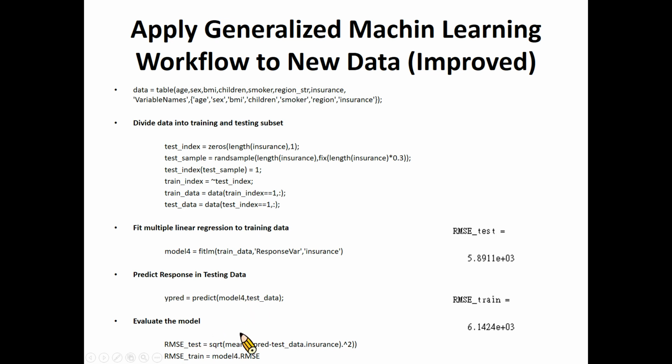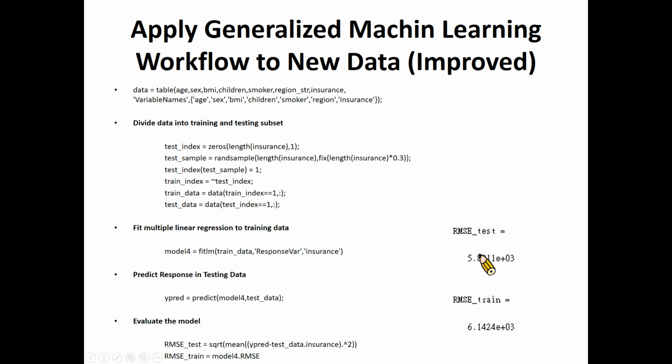Then the final thing is that we want to evaluate the model. Here you can see the evaluation can be done with the difference between the predicted values and the insurance data in the test data. Because it's a table data structure, I can use test_data.insurance to specify the insurance variable in this test data table. Then you can see the result is still quite similar to the previous one.